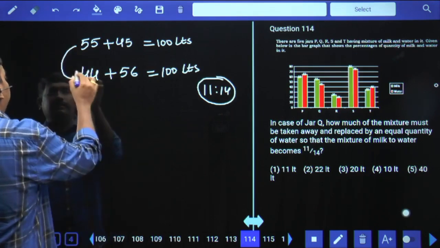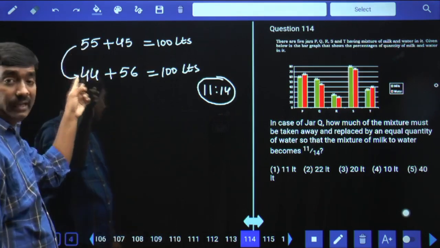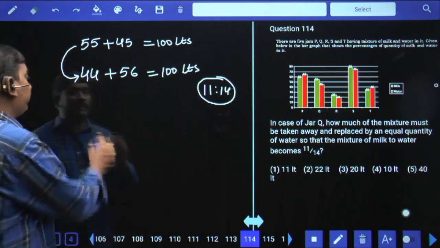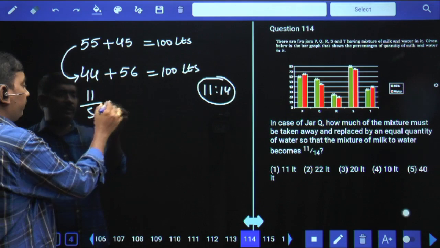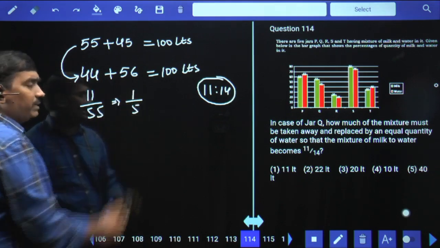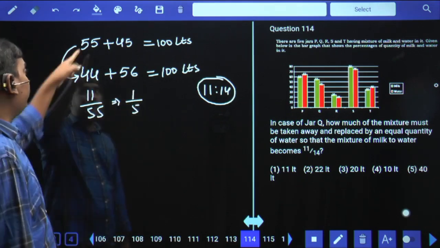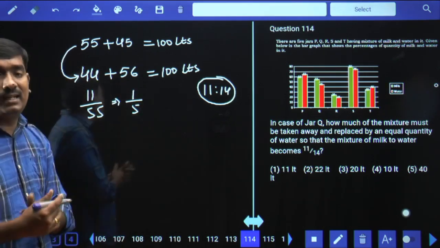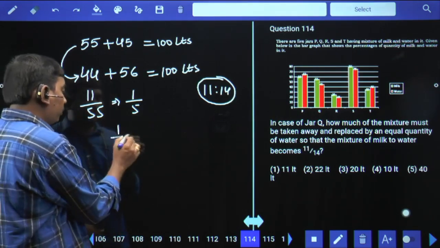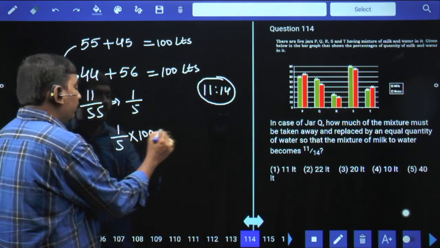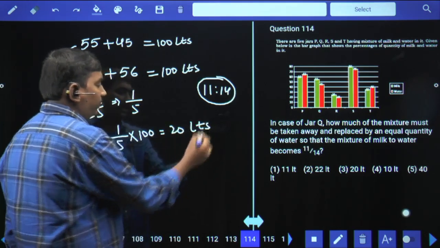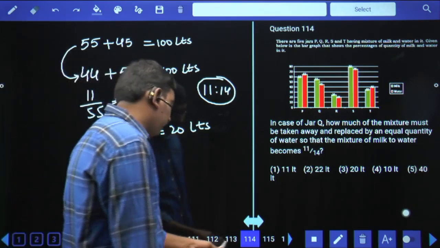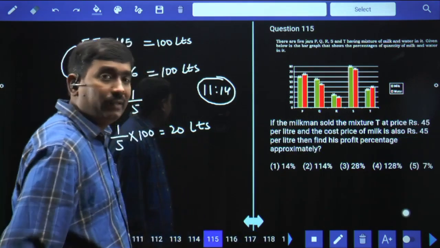So initial milk is 55, final milk is 44. How many liters of milk were drawn off? 11 liters of milk is drawn off. 11 by 55 means 1/5 of the milk is drawn off. 1/5 of the milk drawn off means 1/5 of the water is also drawn off, so 1/5 of the mixture. 1/5 of 100 is 20 liters of the mixture taken out and replaced with an equal amount of water.